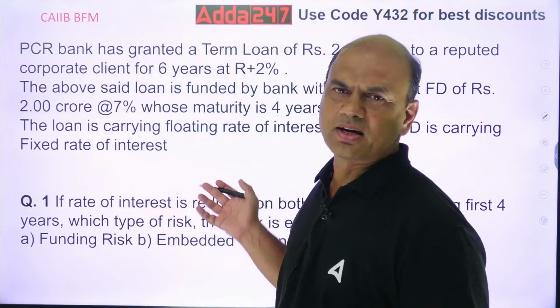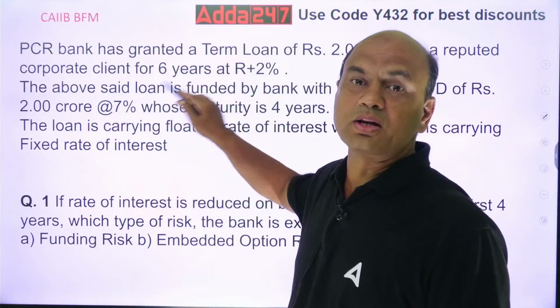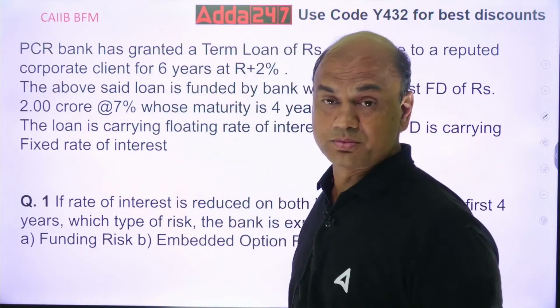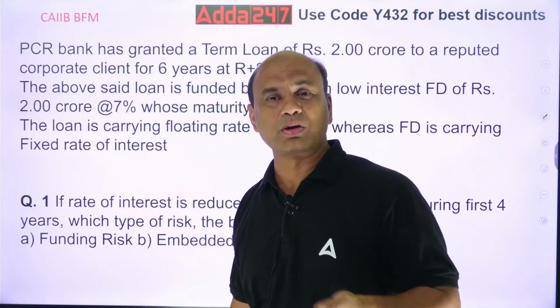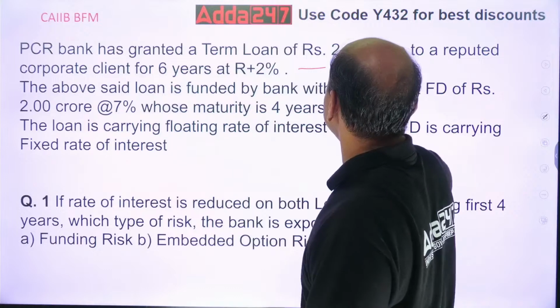See, understand the case first. You have given a loan. Loan rate is R plus 2, repo plus 2. Now that is floating. Tomorrow if repo changes, your rate will change. So this leg is called floating.